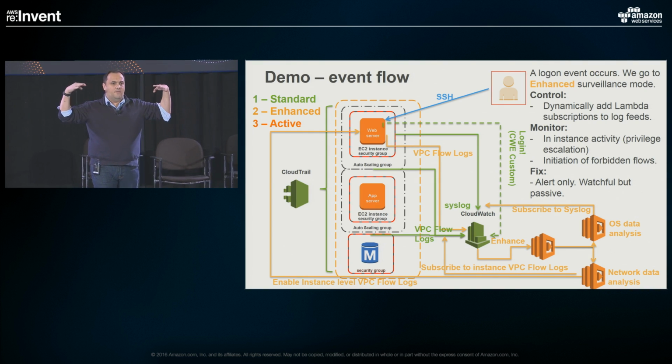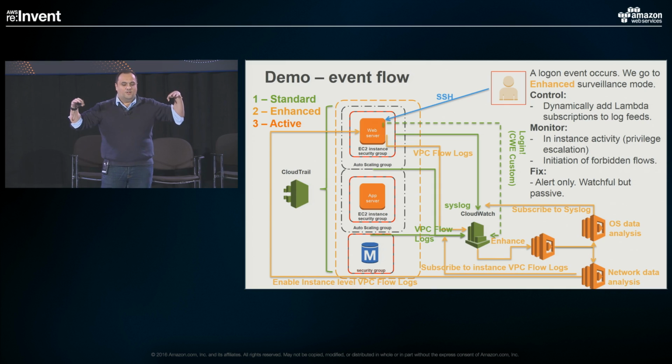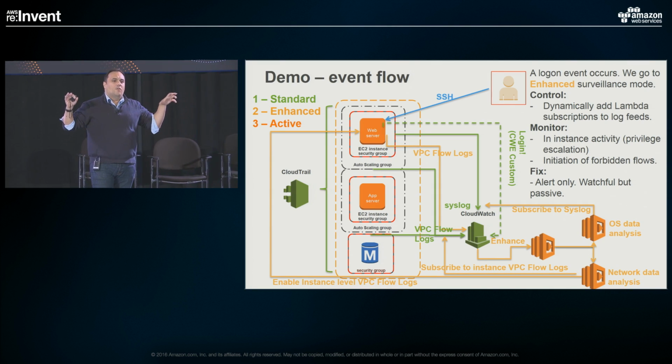So right now I have two Lambdas, which are the ones on the right, that have a set of heuristics that they are looking for: activity inside the instance that could dictate an escalation of my response, and second, network activity that could be suspicious and should also dictate an escalation in response.